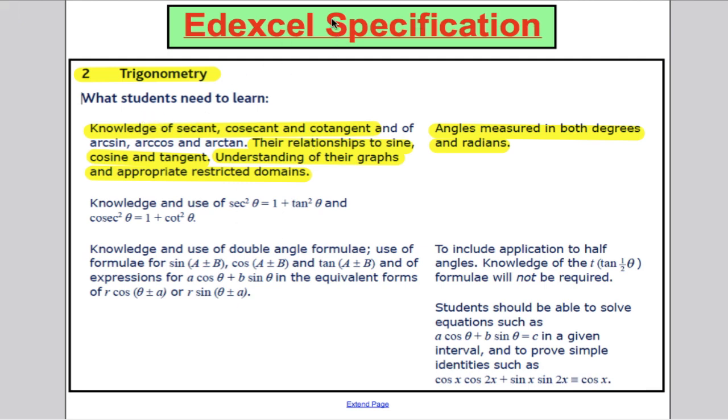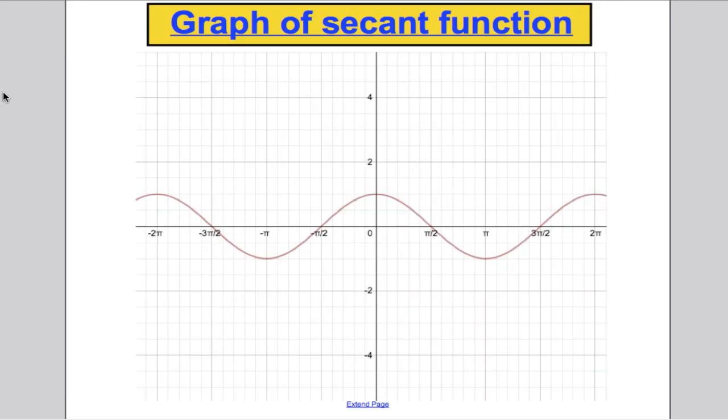In the last video, we just introduced secant, cosecant and cotangent, and we talked about how they're related to sine, cos and tan. In this video, we talked a little bit about the graphs previously, but we're going to go more into understanding the graphs and the domains of these functions. As always, we need to be able to draw the graphs in angles and radians. Okay, so let's take a look. Firstly, let's deal with the secant function.